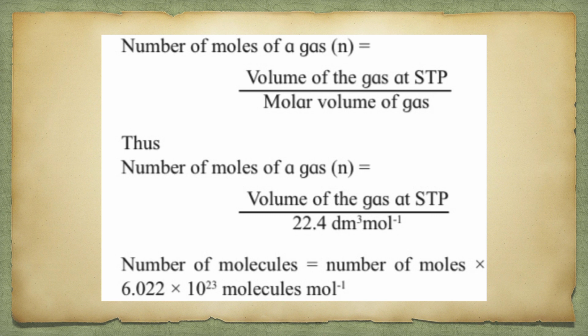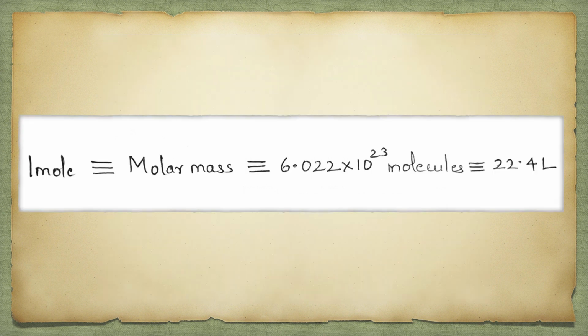So to understand the mole concept, you just have to remember this relation, that is 1 mole is equivalent to its molar mass, that is equivalent to the Avogadro's number, that is equal to 6.022 into 10 raised to 23 molecules or atoms or ions, that is equivalent to 22.4 liters if it is asked in terms of gas. So this relation is very important. This will help you to solve the problems easily. So please do remember this formula.